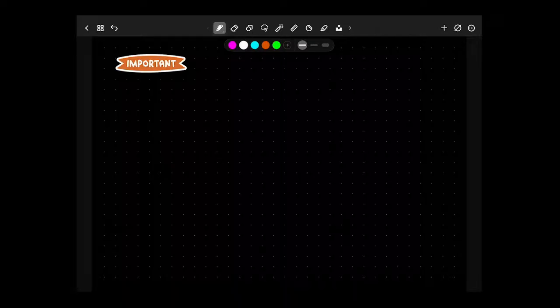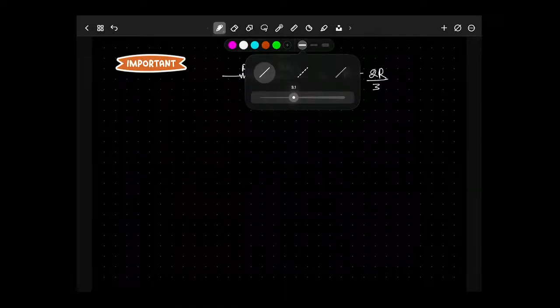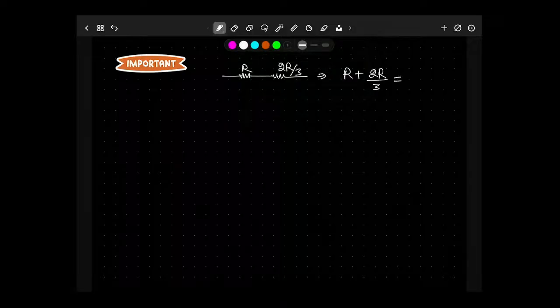Suppose if somebody gives you a resistance R and a resistance 2R by 3, how will you add them? You will add them like this: R plus 2R by 3. No issues. So what will you get? You'll take 3 as LCM, and it will become 3R plus 2R. It will become 5R by 3, right?